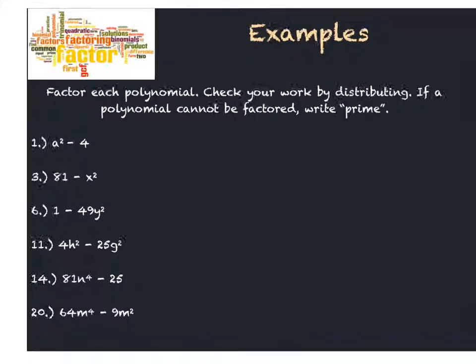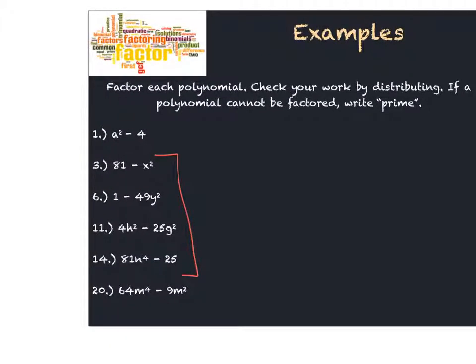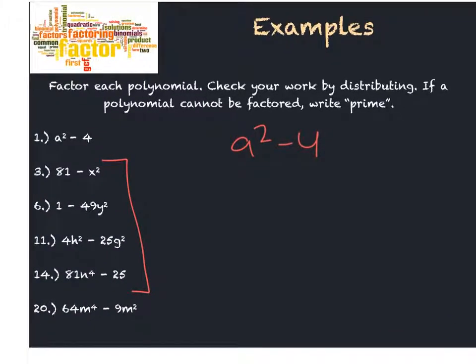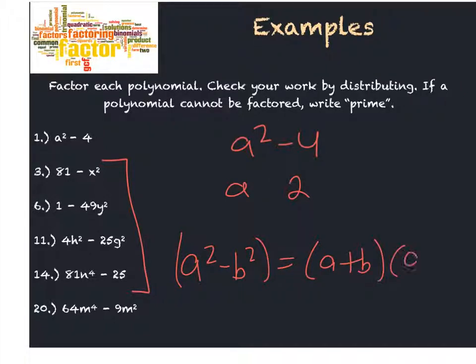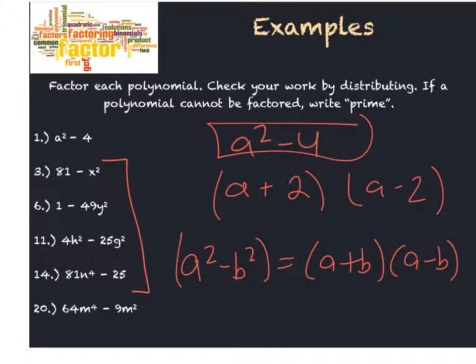All right, now let's go ahead and do number 1 and number 20, and the rest we'll do in class. So number 1 is a squared minus 4. We have a difference, so that's good. No greatest common factor that we could take out. So now what we would do is just take the square root. The square root of a squared is just a, and the square root of 4 is 2. Now remember, when we're doing difference of squares, a squared minus b squared, we're going to end up with a plus b times a minus b. So this is going to be a plus 2 times a minus 2. And I challenge you to pause it and factor that out, and you'll see that you end up with a squared minus 4. That's your answer.